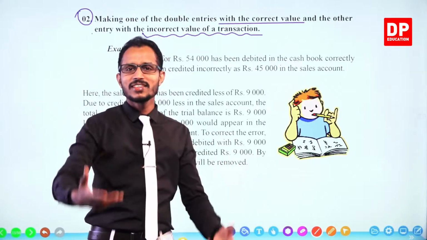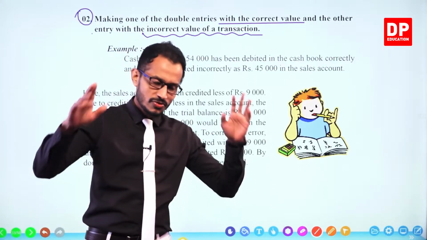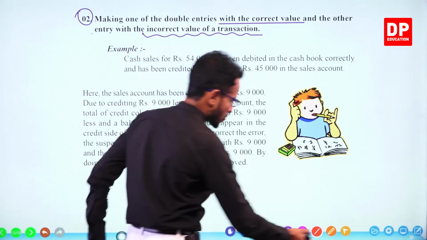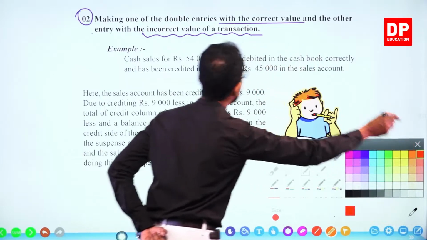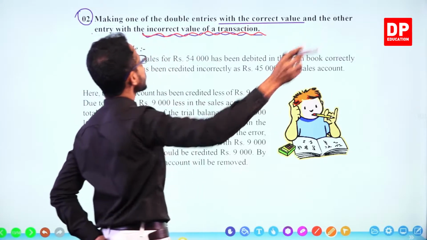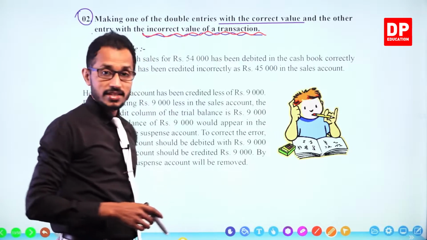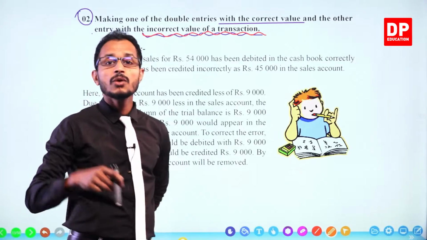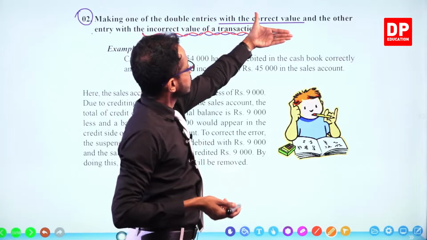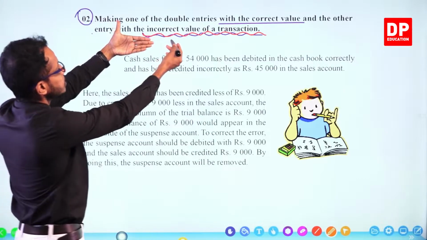Of course it will affect the trial balance, isn't it? Critical error. So this type of error, children, should be corrected by us. Most definitely should be corrected, and we are going to learn how to correct these types of errors. So, making one of the double entries with the correct value but the other entry with the incorrect value.